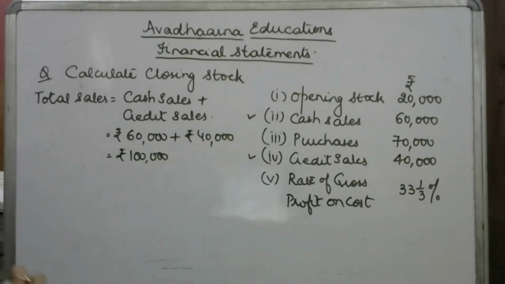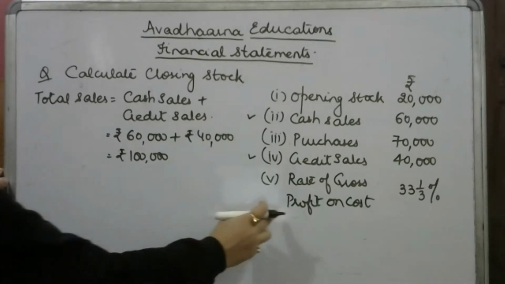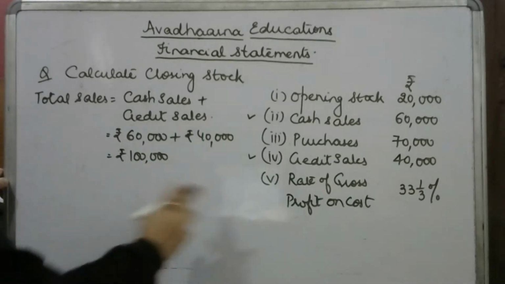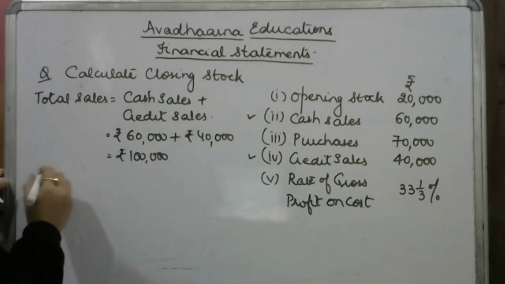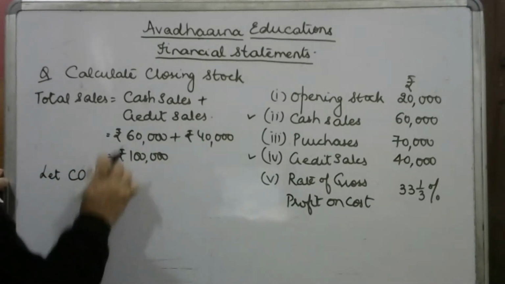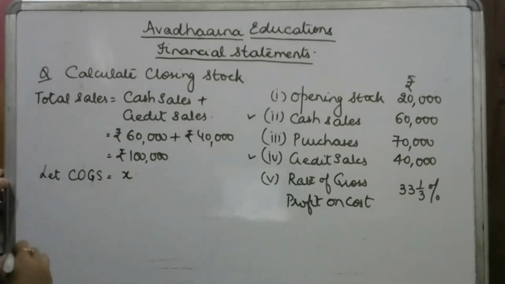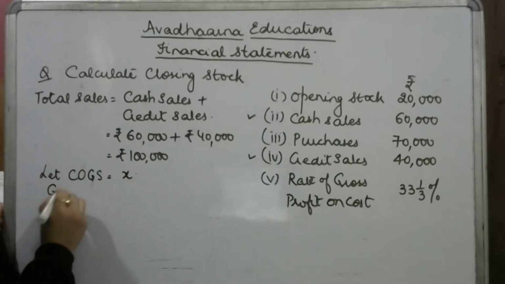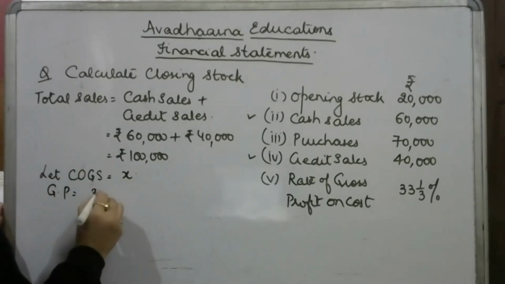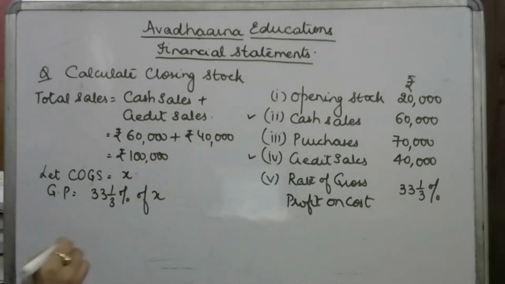ठीक है बेटा, हमारे पास टोटल सेल्स है, हमारे पास रेट ऑफ ग्रॉस प्रॉफिट ऑन कॉस्ट ऑफ गुड सोल्ड है 33.3%. अब मेरे पास कॉस्ट ऑफ गुड सोल्ड तो हमें नहीं पता क्या है, सो let cost of goods sold be X. Fine. And the gross profit is 33 1 by 3% of X, because the rate of gross profit on cost is 33 1 by 3%.